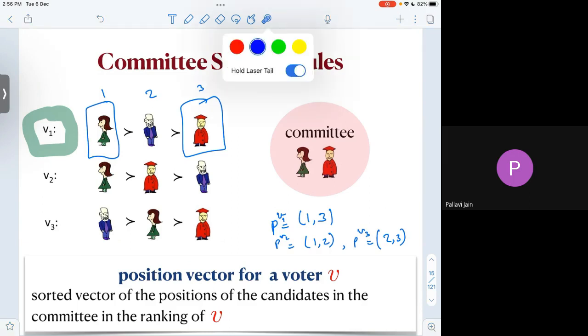No, this is any, I just chose any two candidates. There's nothing special. How to choose the winning committee, that we will discuss later. But I just took an example to explain what we mean by position vector.